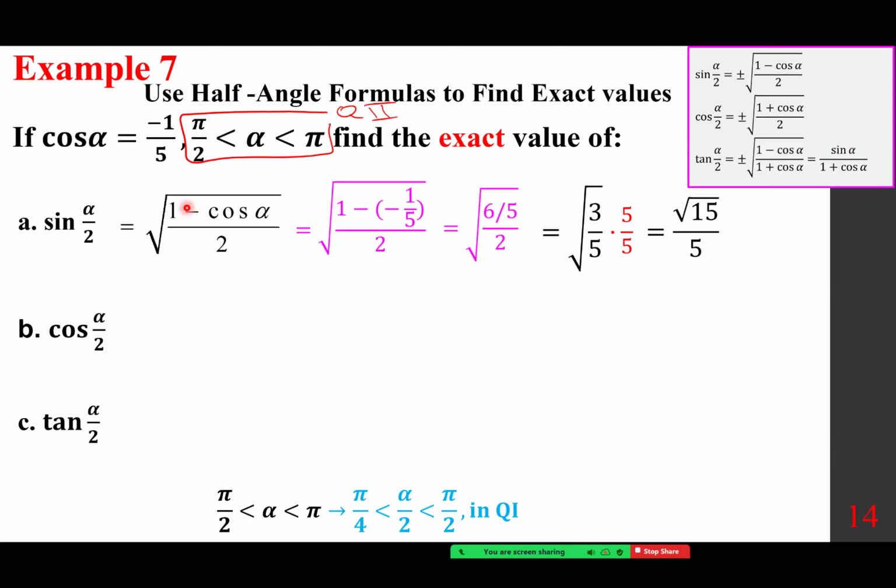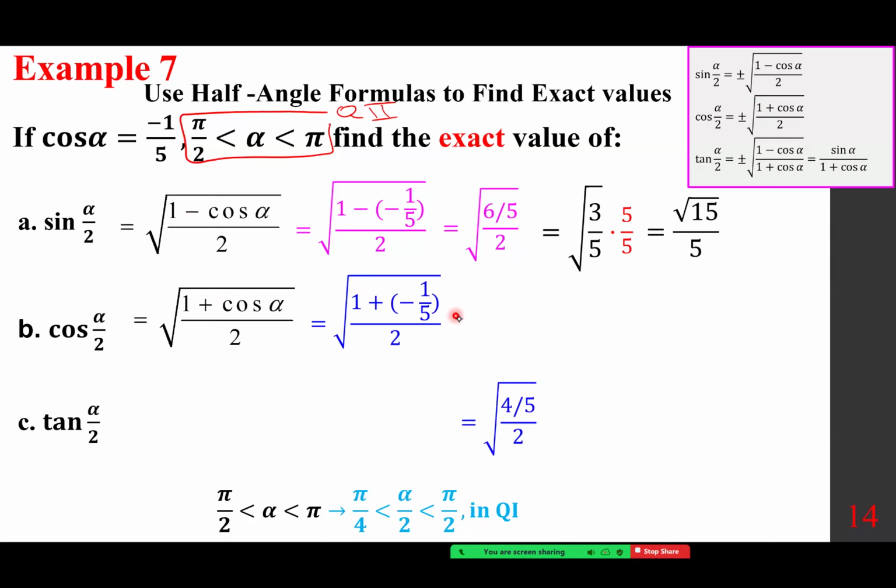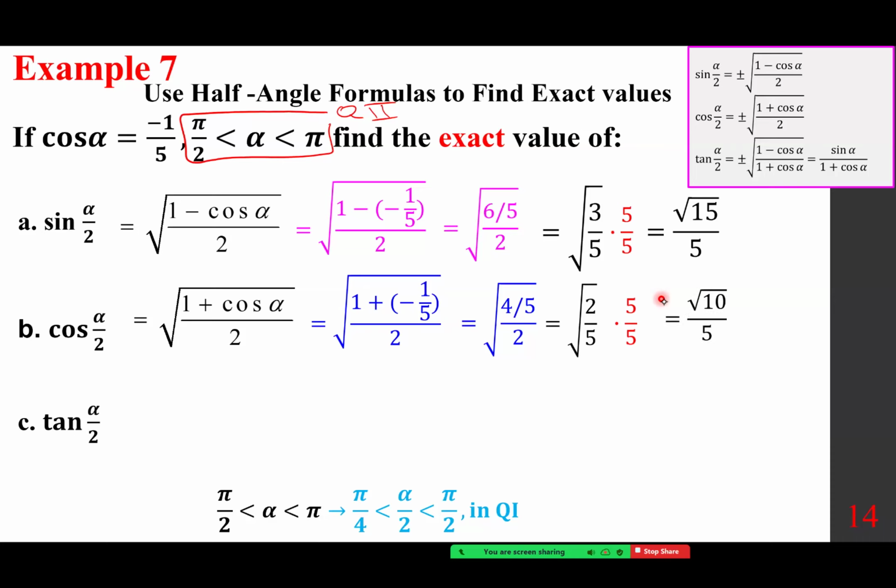Cosine uses the same thing with the plus in between. Okay? Same formula with the plus in between. So 1 plus, this number is negative. And so you subtract it, you get 4 over 5. This was 6 over 5, this is 4 over 5. Divide by 2, you get 2 over 5. Again, you multiply by 5 over 5, and this comes out as 5, and this remains inside as square root of 10.